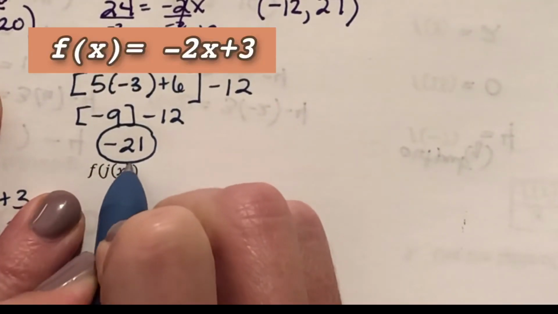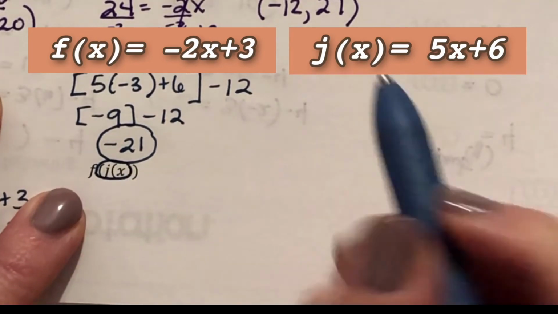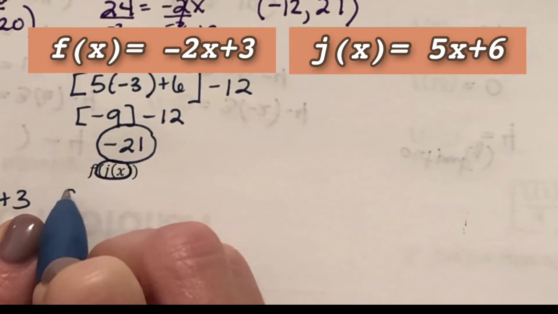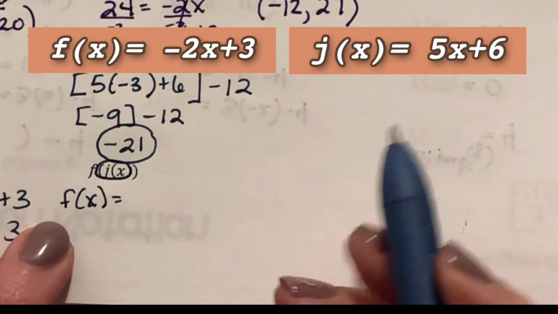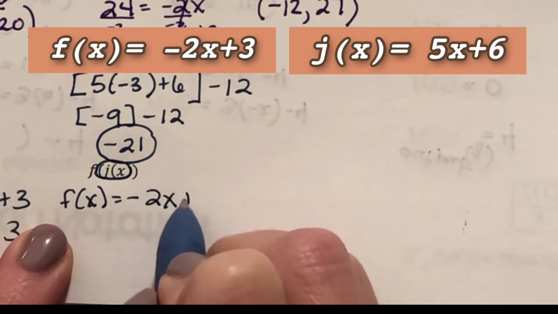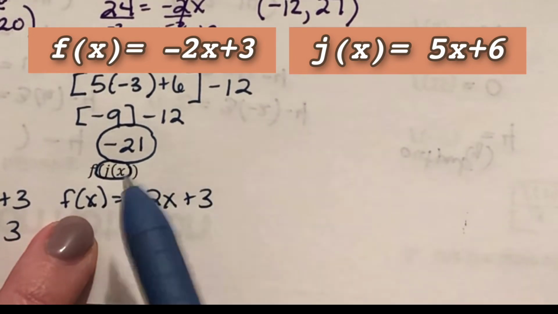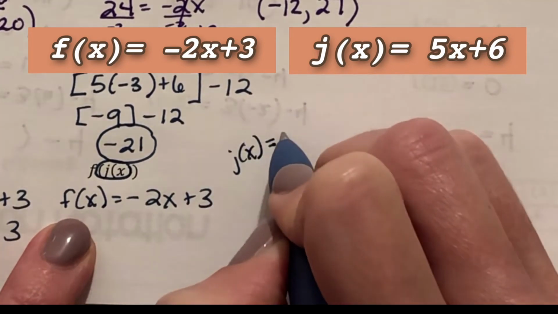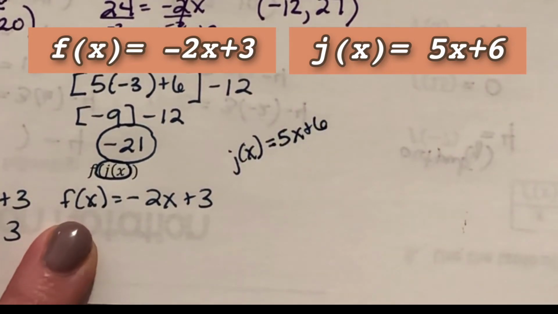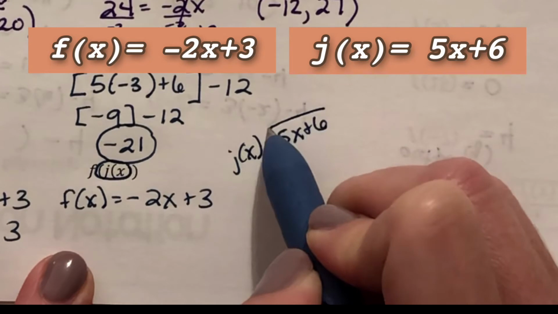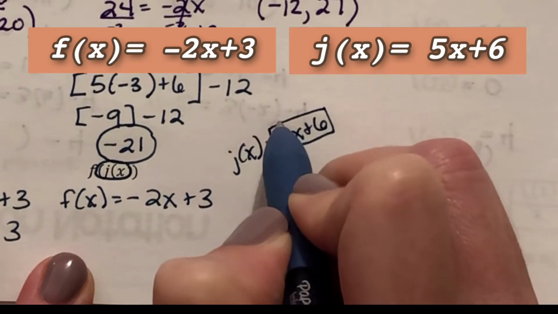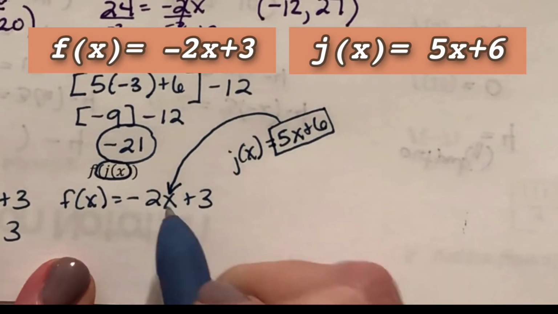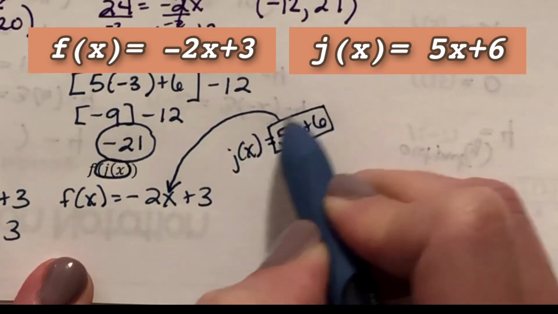So what happens is I'm going to figure out j of x, and I'm going to take that whole thing, and I'm going to plug it into f. So I know that f of x, I'm just going to write the equation here. f of x is negative 2x plus 3, and that's from my table. And j of x, I'm just going to write it over here just so I remind myself. j of x is 5x plus 6. I am going to take this value here, this 5x plus 6, and I'm going to plug it in for my input, and my input is x. So I'm going to replace x with this whole thing.